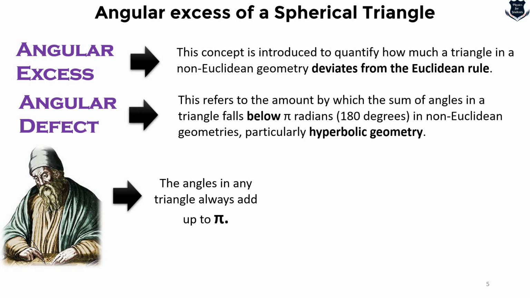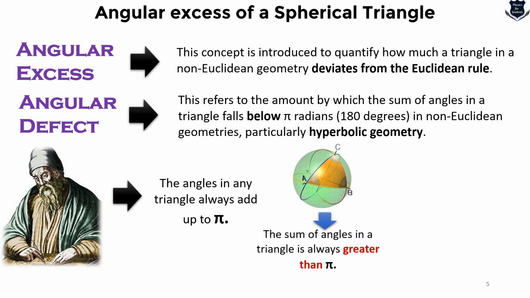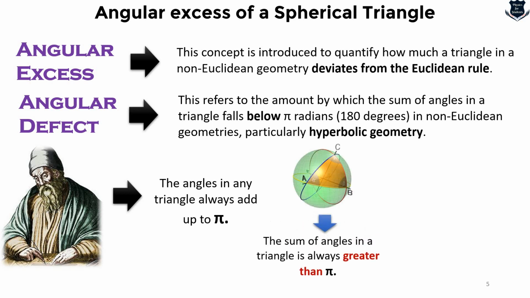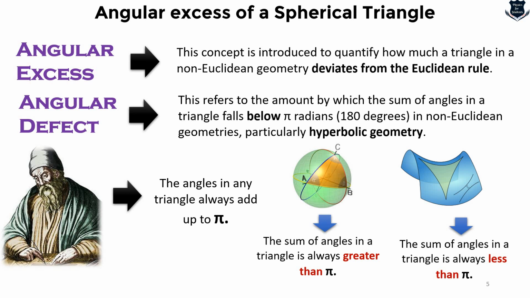And what this angular defect tells us is the amount by which the sum of angles in a triangle falls below pi radians in non-Euclidean geometry, particularly hyperbolic geometry. I will show you two quick examples. Say, for example, the sum of the angles in a triangle on a sphere is always greater than pi. But on this kind of surface, which I am going to explain to you later, the sum of the angles in a triangle is always less than pi.